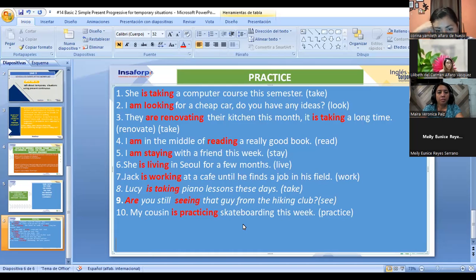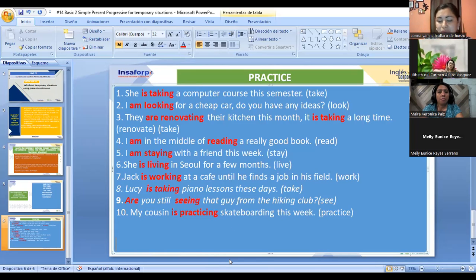is taking piano lessons these days. Are you still seeing that guy from the hiking club? My cousin is practicing skateboarding this week. Okay, now read Corina, then Lilibet, then Mayra, and then May.